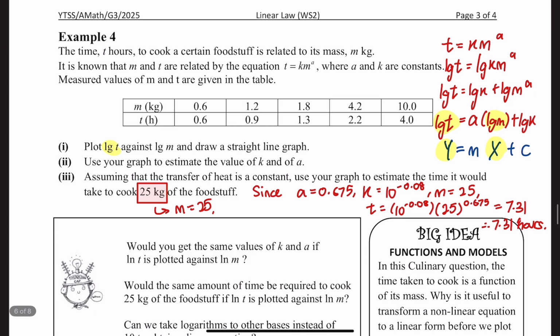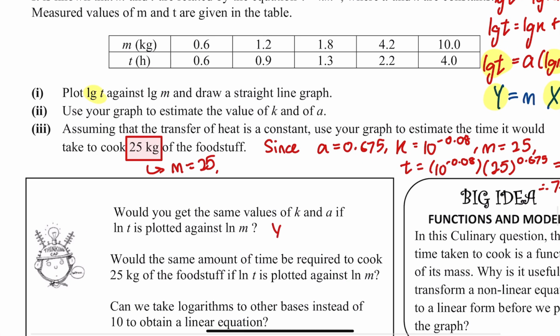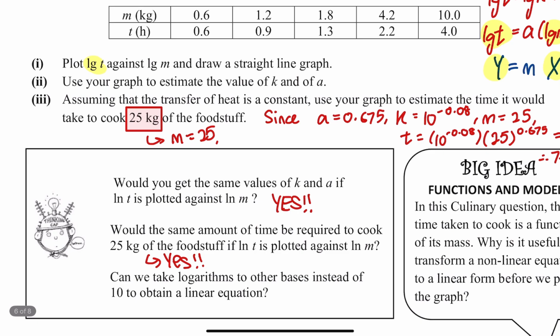So let's just finish this up by looking at some questions over here. Very simply, do you think you'll get the same values of K and A if you were to use ln instead of log? The answer is yes. You will get the same values. It's just that your graph may look slightly different, but when you use the gradient and the vertical intercept, your answer should be the same for K and A. Even if you plot ln T against ln M, the answer should be the same as well for the time taken. It will not change because your values of M and T correspondingly are still the same.